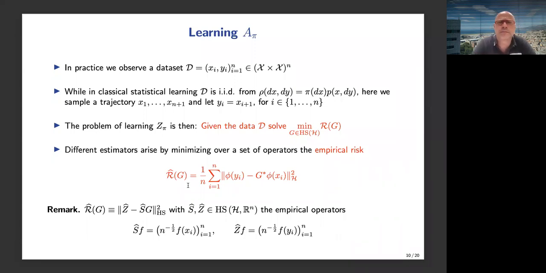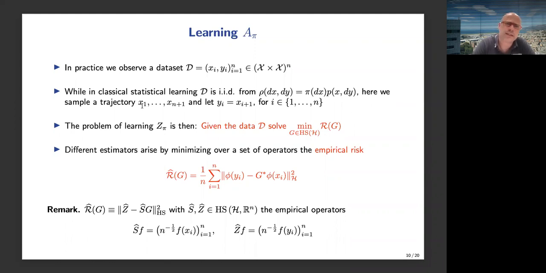What we typically have in statistical learning is an IID sample from the joint distribution of the input and the output. In our case, it's a little bit different, as I mentioned, because we observe dynamical systems. So we observe the Markov chain: a sequence of states x1, x2, et cetera, where x1 is sampled from the invariant distribution, x2 from the conditional distribution given by this transition kernel, and so on.